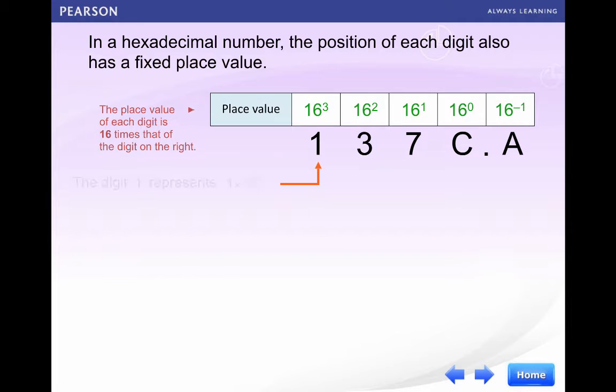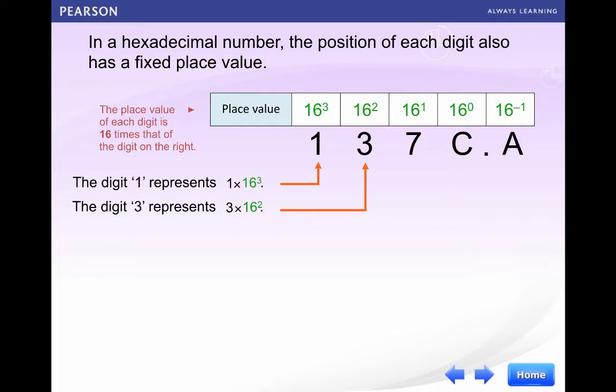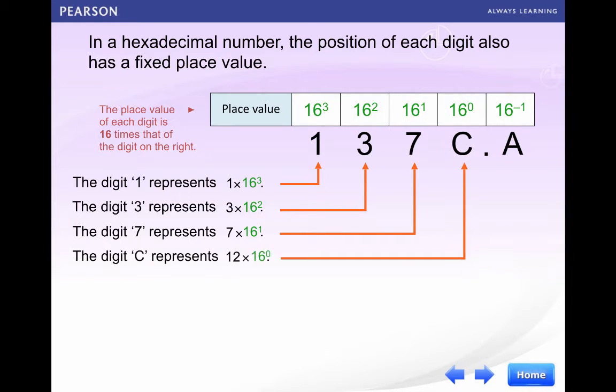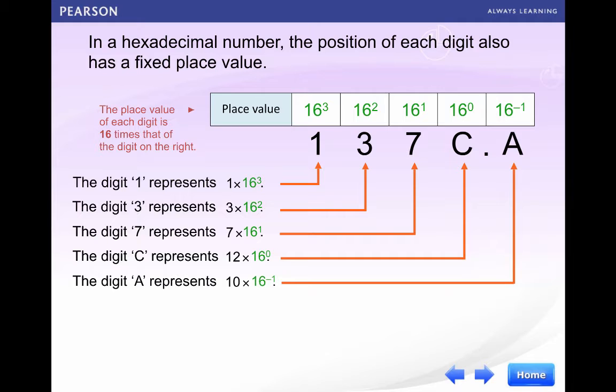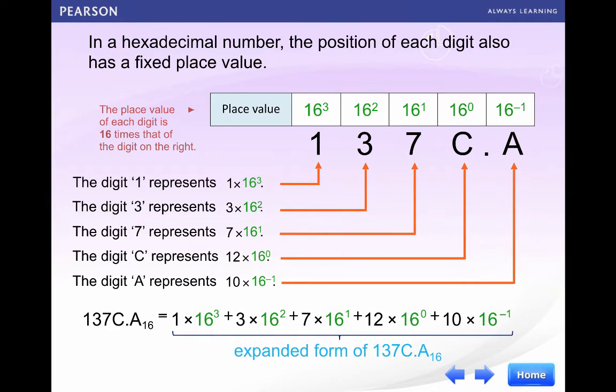And then we know that 1 means 1 times 16 to the power 3. 3 here means 3 times 16 squared. 7 means 7 times 16 to the power 1. C here means 12. C is 12 times 16 to the power 0. And the last one, A, is 10, times 16 to the power negative 1. So we can write it as the expanded form.